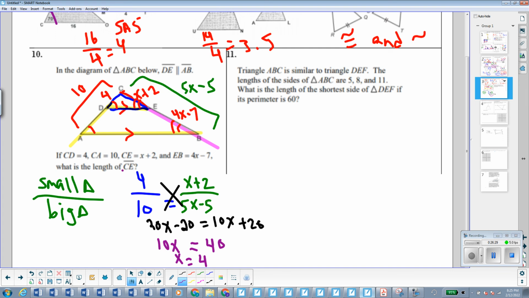So now we need to find CE. So let's make sure to plug back in. CE is x plus 2. 4 plus 2 is 6. So 6 is our length of CE.